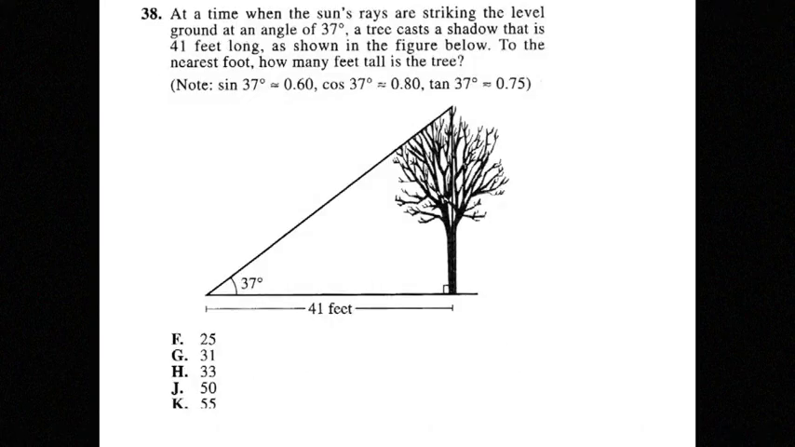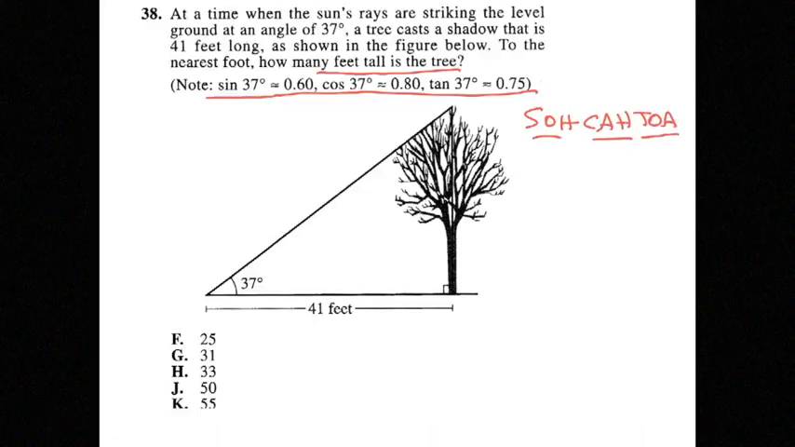Number 38. At a time when the sun's rays are striking the level ground at an angle of 37 degrees, a tree casts a shadow that is 41 feet long, as shown in the figure below. To the nearest foot, how many feet tall is the tree? Notice whenever the ACT gives you the sine, cosine, tangent values, you know you're going to be using SOHCAHTOA. You want to remember this, but for the first few, I'm going to write it out first so we can remember these are our three functions.